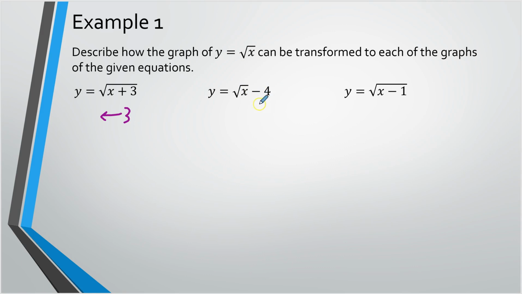This next one, the -4, is after the square root symbol. It's not inside of the square root, it's after it. So this is going to be vertical motion. This one goes the way people generally expect, so this will be down 4 units. And here's another subtraction, but this time it's gone back inside of the square root symbol. Remember, it's backwards, so this one will actually end up going to the right 1 unit. So these are described as our shifts.